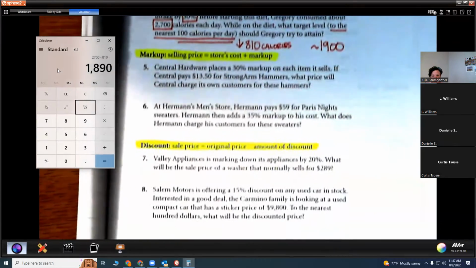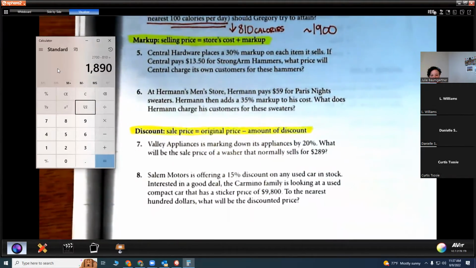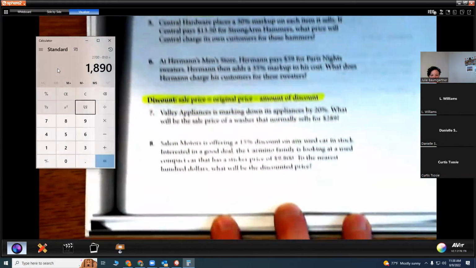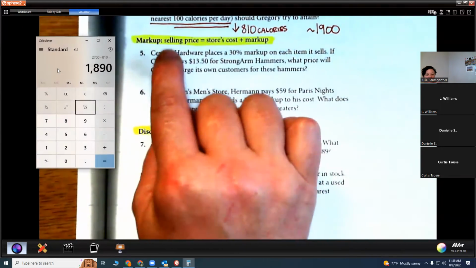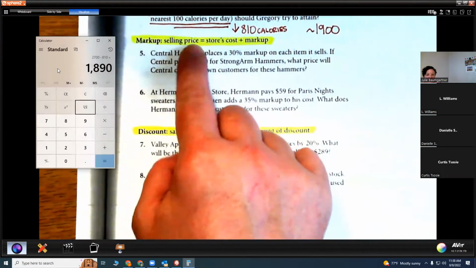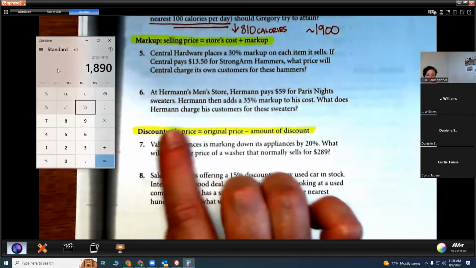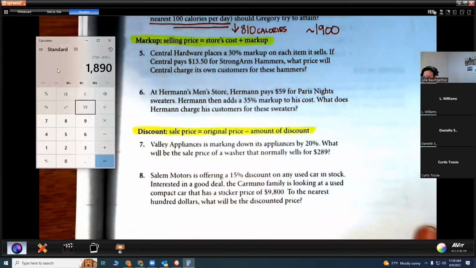Okay, let's try these bottom 4. So the markup and the discount should be the same as a rate increase or decrease. So you're doing the same thing. If they're marking up a product, the selling price will equal the store's cost plus their markup, whereas the discount is the opposite. So see how you do on these 4.